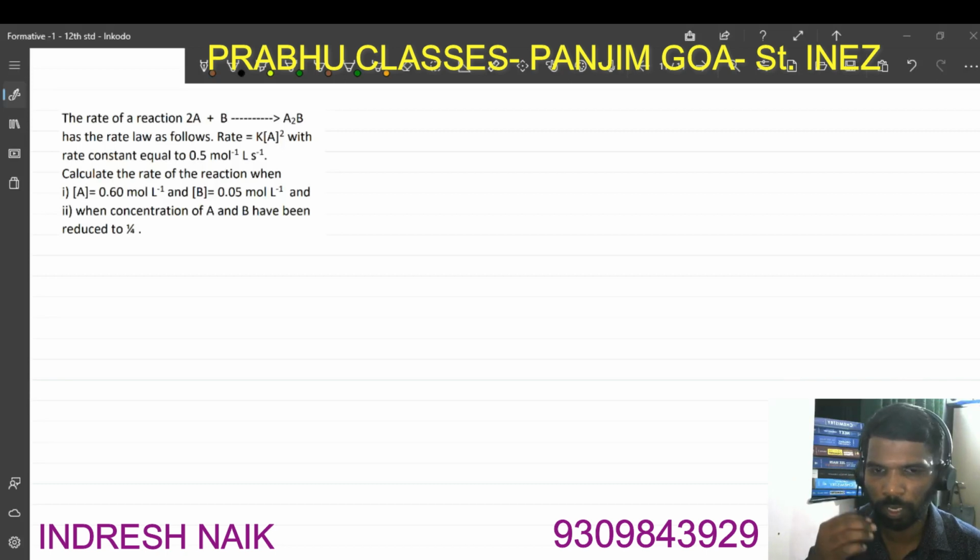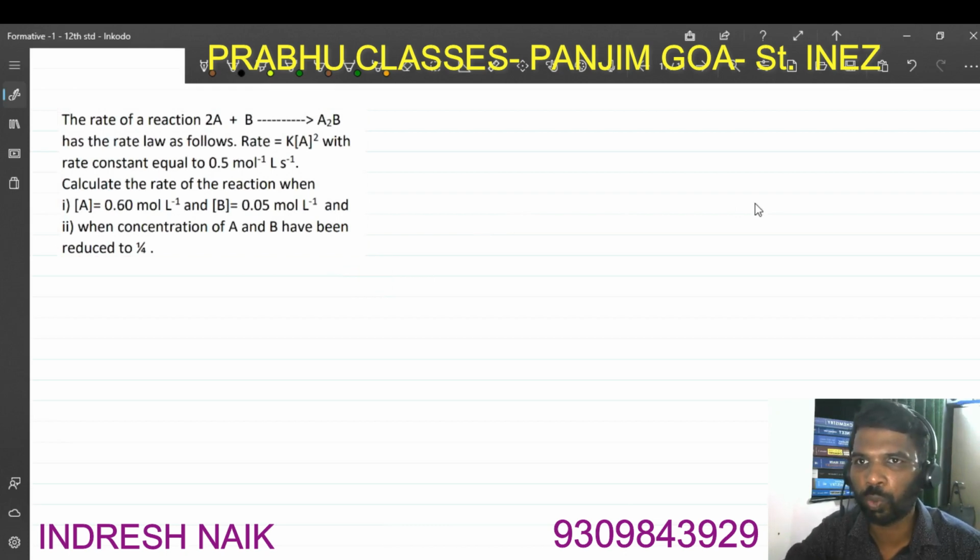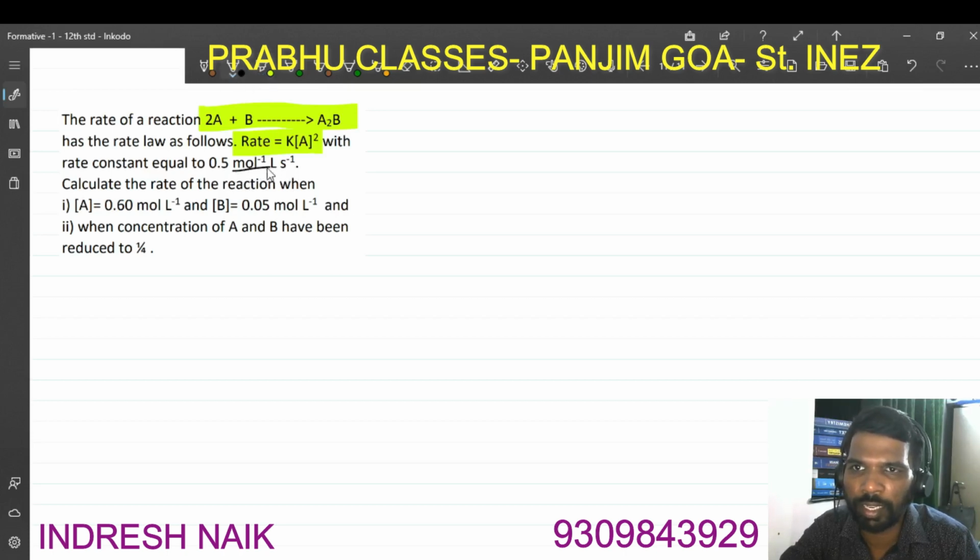Okay, we'll start with this question. The question asked is about the rate of reaction for 2A plus B, and this is the reaction given over here. For this reaction, the rate law is given as this, with rate constant equal to 0.5 per mole liter per second. This unit says that it is a second order reaction, and also from the rate law I can understand that it is second order. Calculate the rate of reaction when this is the concentration. Second, when the concentrations of A and B have been reduced. So first we'll solve this question.